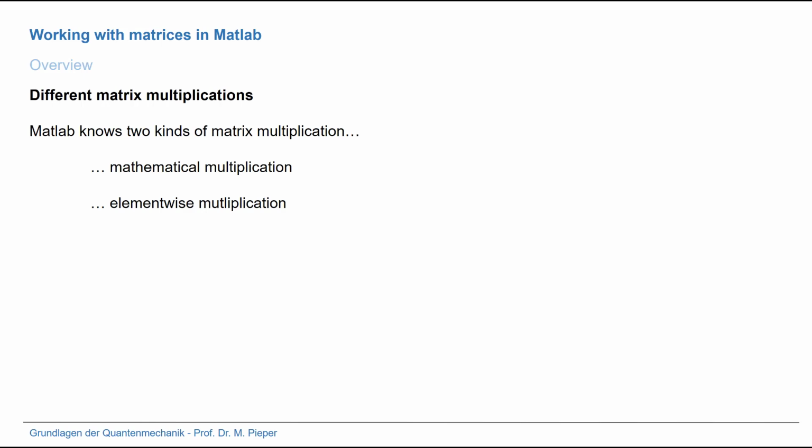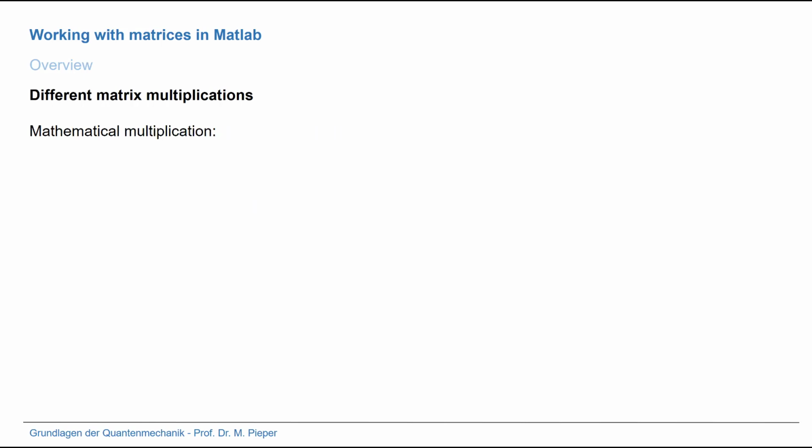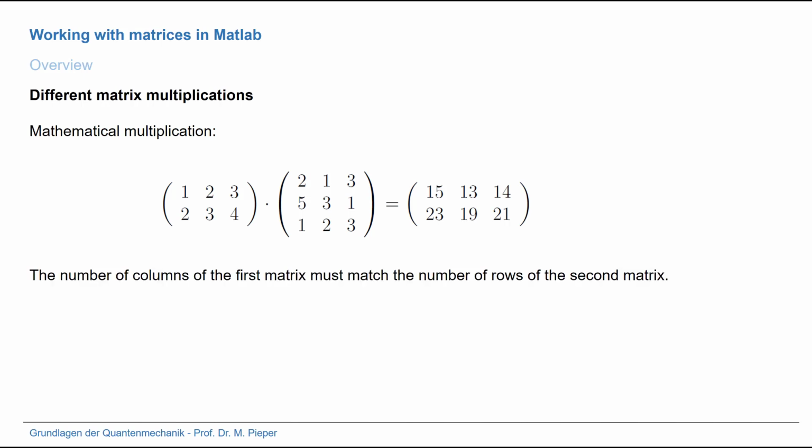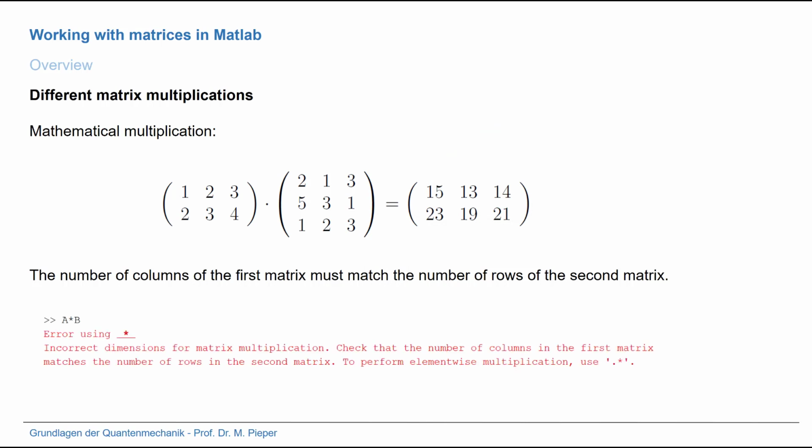Back on the slides, we consider the matrix multiplications in Matlab. Matlab knows 2 kinds of matrix multiplication. That's first the mathematical multiplication and then the element-wise multiplication. We start with the mathematical multiplication. Here is an example. We multiply these 2 matrices and obtain the result. And here it is important that the number of columns of the first matrix must match the number of rows of the second matrix, as we learned it in mathematics.